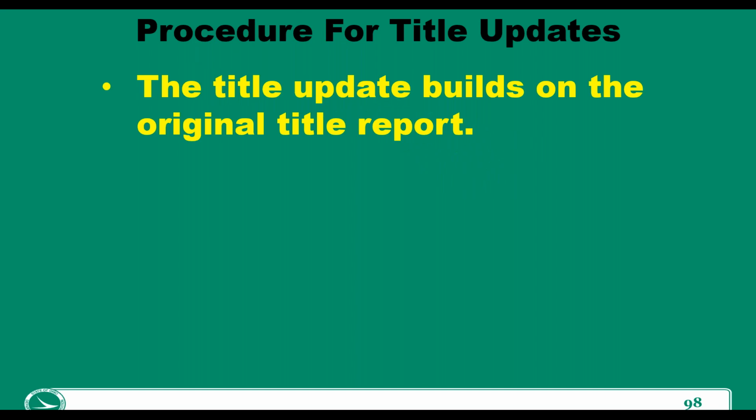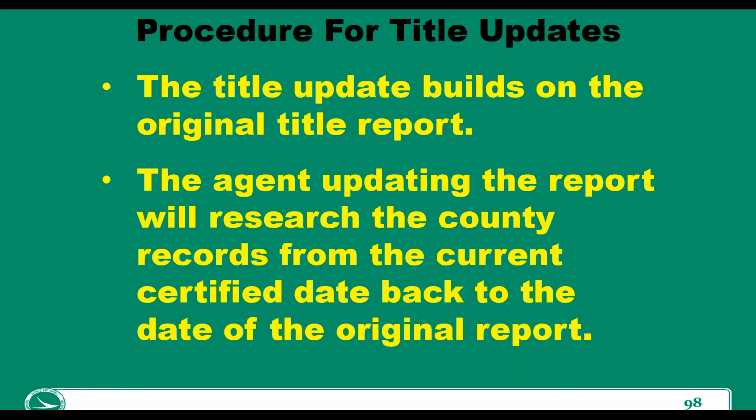Okay, a procedure for a title update. The title update builds on the original title report. The agent updating the report will research the county records from the current certified date back to the date of the original report. Remember, every county has a certified date, and it is not necessarily the day you are there or the day you're looking at their website. So you have to make sure you check that certified date, or there could be a gap where you miss very vital, important information.